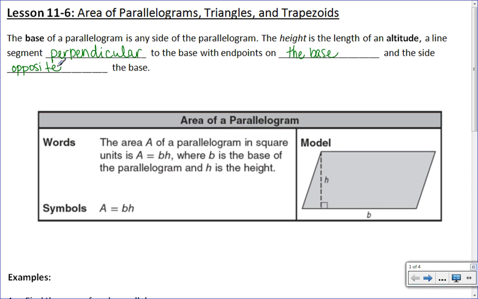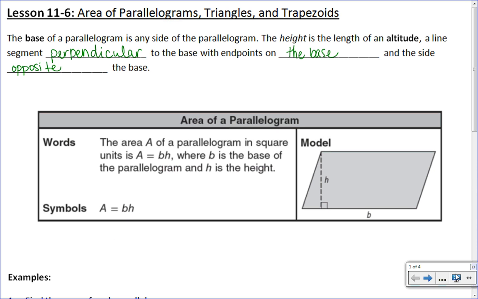Okay, so the base can be any side of the parallelogram, but then the height is the line that goes directly from the base to the side opposite the base, and it's perpendicular, which means, remember, that it makes a right angle. Okay, so the formula for the area of a parallelogram is just base times height.